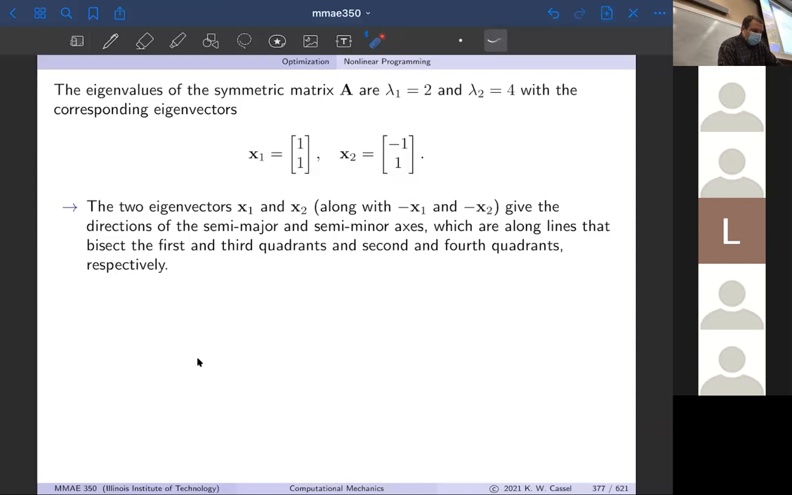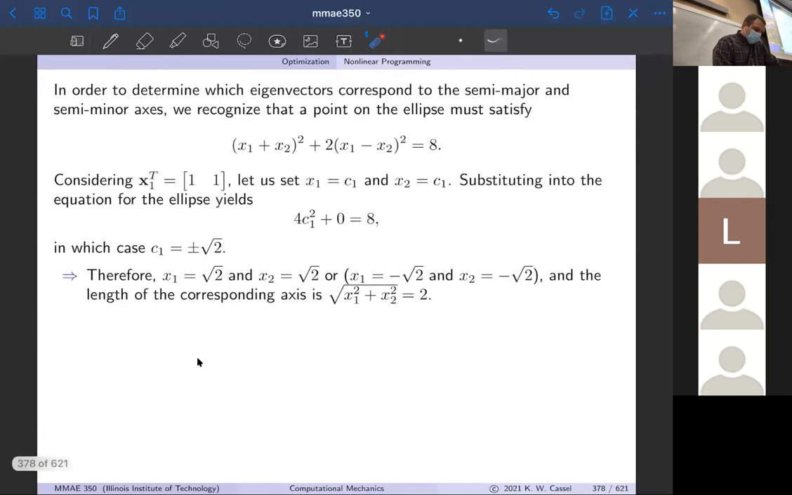Sorry. All right, anyway, so these are orthogonal, which actually makes sense, right? Because the semi-major and minor axes of an ellipse are always going to be orthogonal to one another. So these give the direction. 1, 1 is in the first quadrant, bisecting the first quadrant. And minus 1, 1 is in the second quadrant, bisecting the second quadrant. So 45 degrees rotated from the x1, x2 axes. All right, so that all makes sense. Then the lambdas are going to be related to the distances. They are not the distances, but they're related to the distance, as you'll see in a moment.